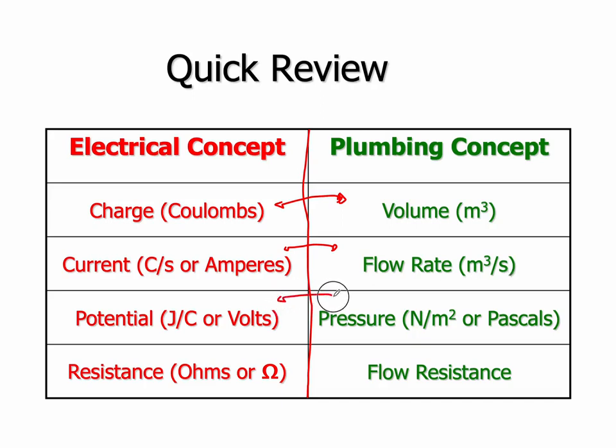Potential is exactly equivalent to pressure. Pressure is measured in newtons per meter squared or pascals. Electrical potential is joules per coulomb, or volts. And then finally, we talked about resistance. Unfortunately, there's not an exact equivalent in plumbing, but plumbers or city designers will talk about the flow resistance, and they try to minimize that to make sure everybody gets enough water.